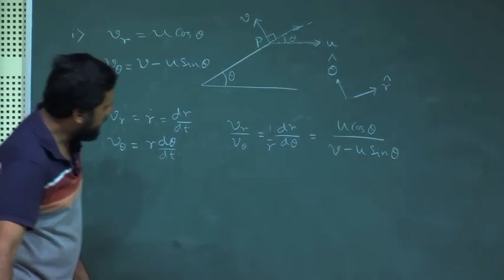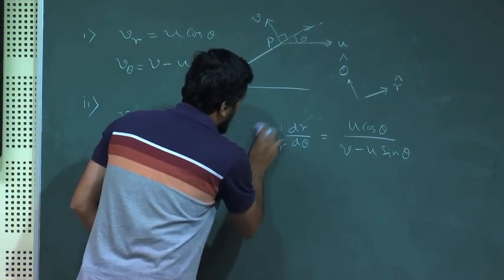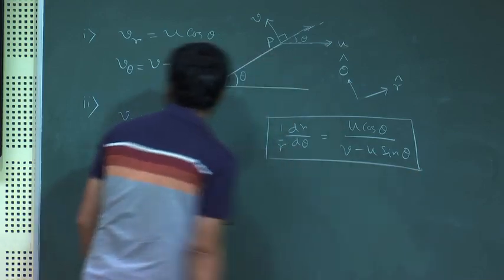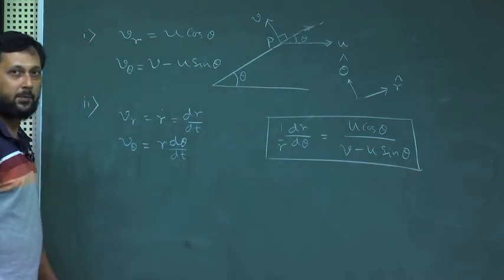So, this is my differential equation of motion. We just get rid of this one. This is my differential equation of motion. So, part 2 is done.